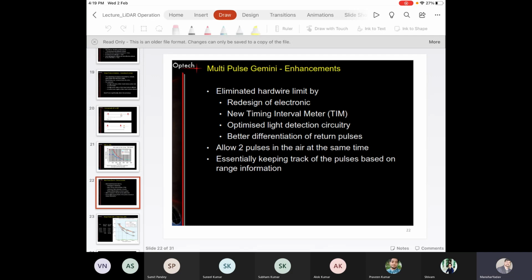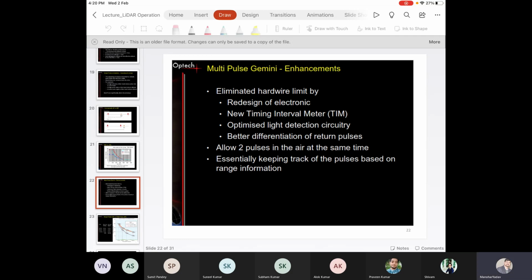So the multi-pulse concept was inbuilt with the Gemini version of ALTM. This eliminated the hardware limit by redesign of electronics. The new timing interval meter has the capability to identify from which transmitted pulse the return is coming, without interfering with the successive fired laser pulse.